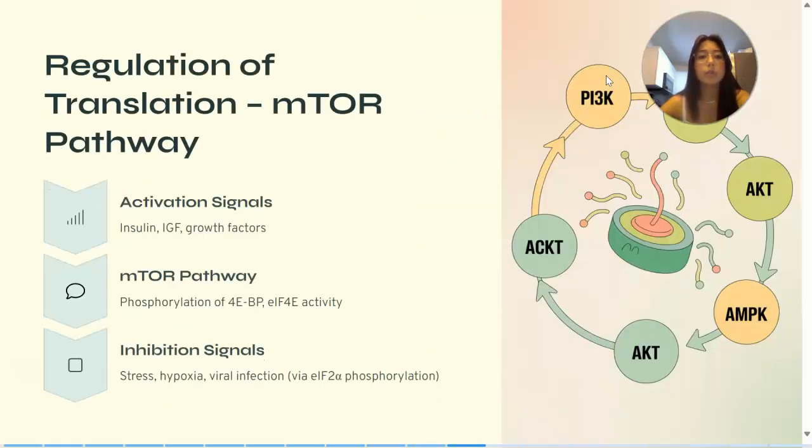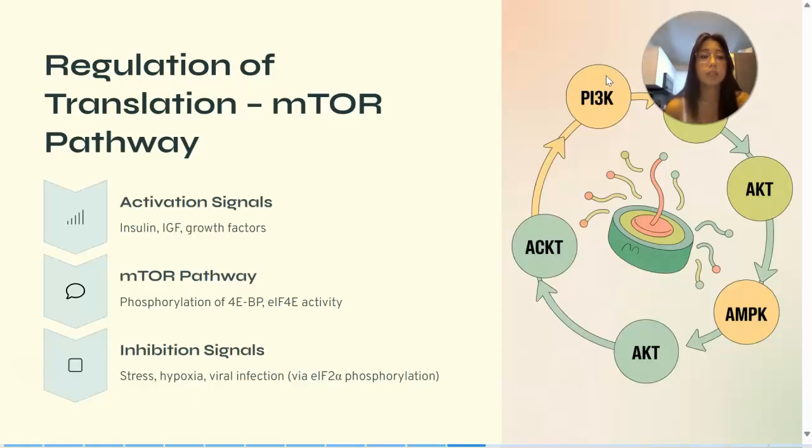The regulation of translation: the mTOR pathway. The mTOR pathway plays a central role in translation regulation. mTOR promotes translation initiation by phosphorylating 4E-BPs, releasing eIF4E to form the eIF4F complex. This enhances ribosome recruitment to the mRNA cap.